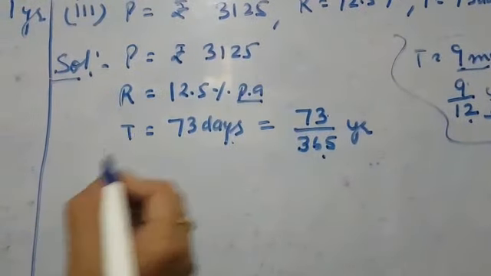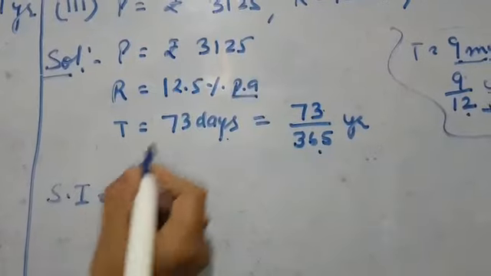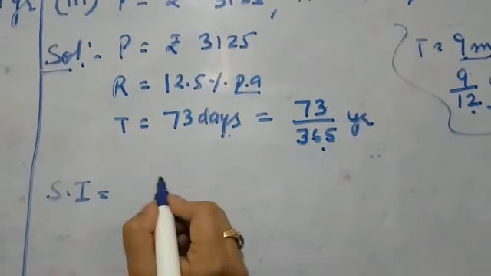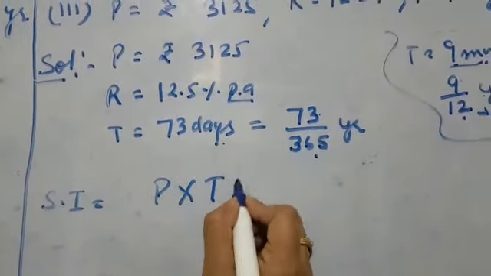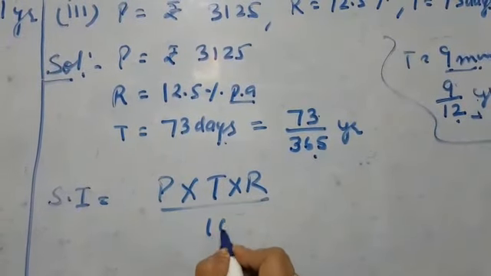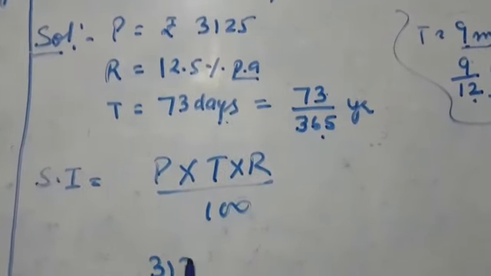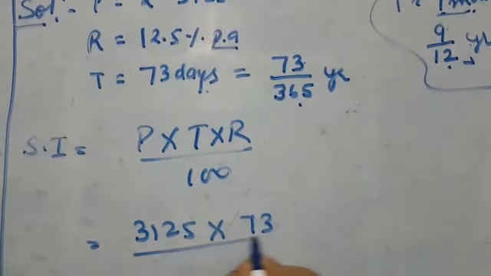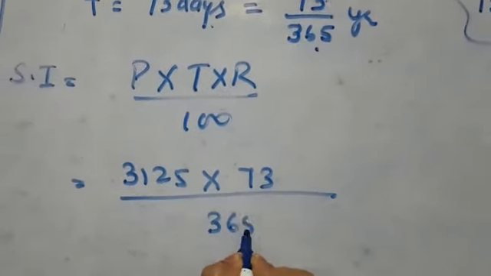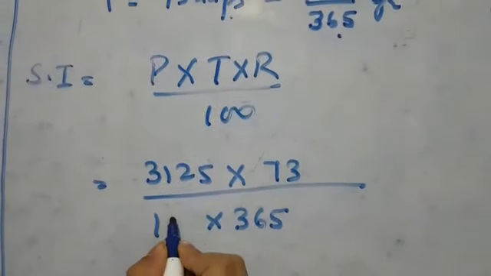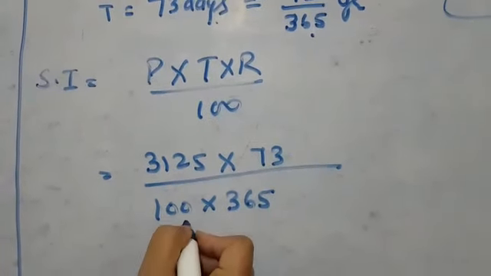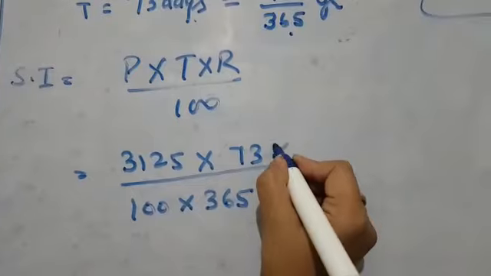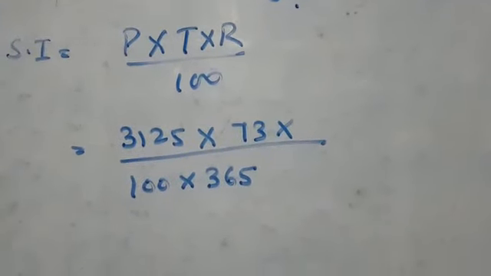So next what we have to find? SI. We have everything: P, R and T. Now we will put the values in the formula. PTR over 100. What is P? 3125. What is T? It's 73, and 365 you will write in the denominator. 100 was already there. 73 over 365. Now what is left?